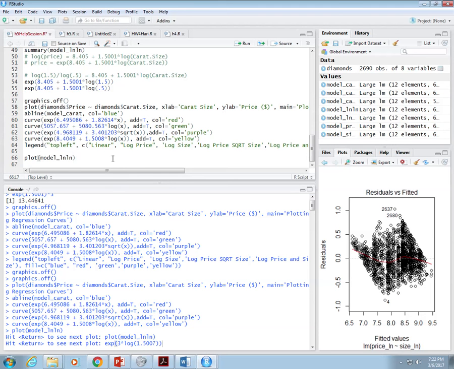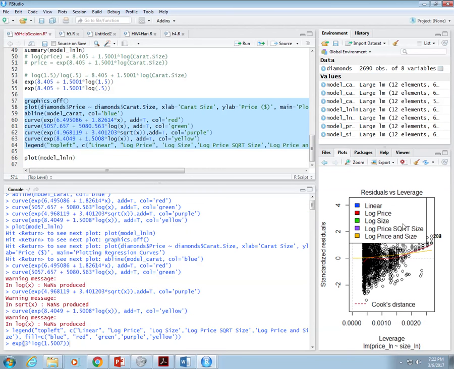What does the yellow line represent again? The yellow line? Yeah, the one compared to the other 3 lines. Oh, when I had the whole fit up. Yellow is log price and size, so the log-log relationship.